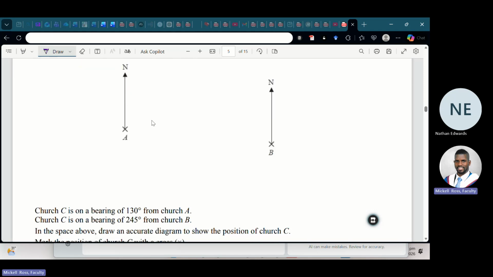All right, let's complete the diagram. Well, that doesn't look so straight. Let me see if I can do it a little better. Well, as best as I can.